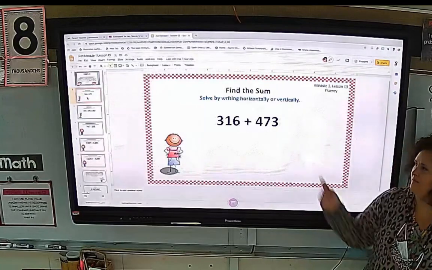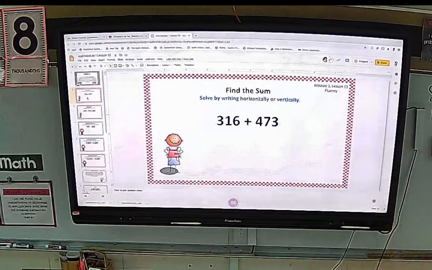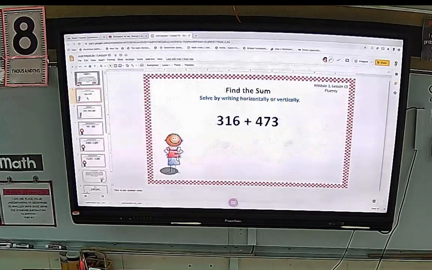Okay? Right here. Let's get our brain going in this direction. And this is not subtraction, this is addition. Watch your signs. We're talking about subtraction today, but this is just those warm-up problems. So this is addition.